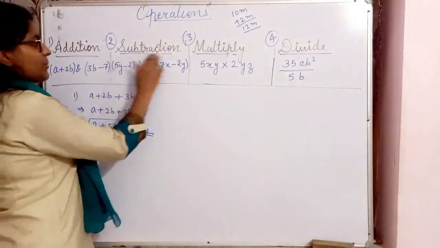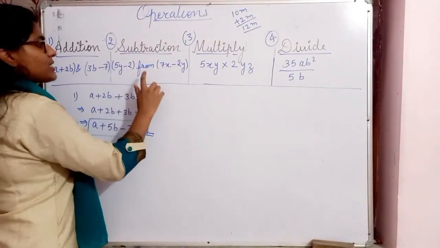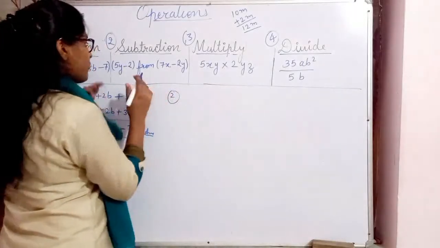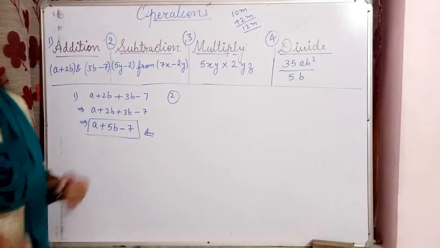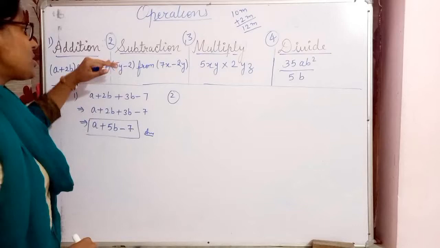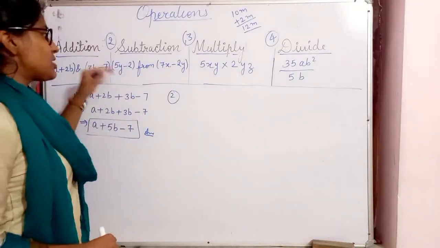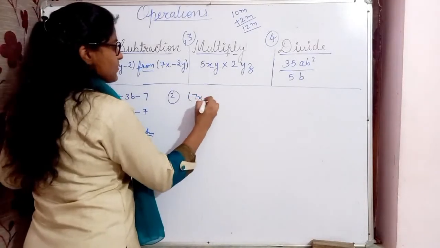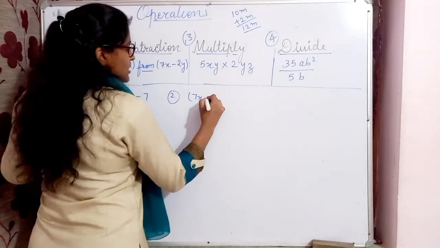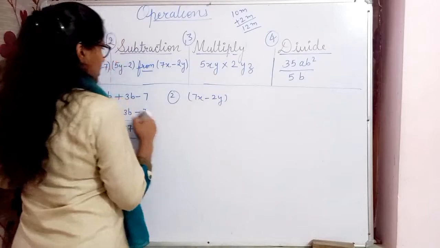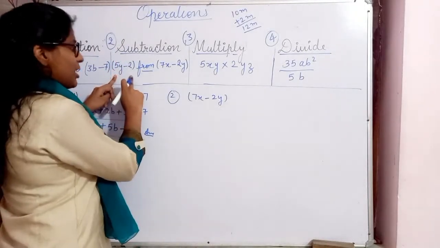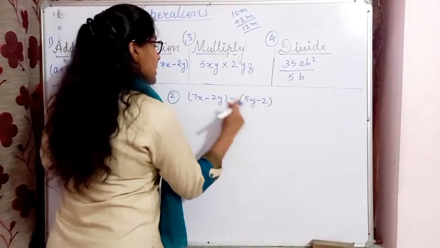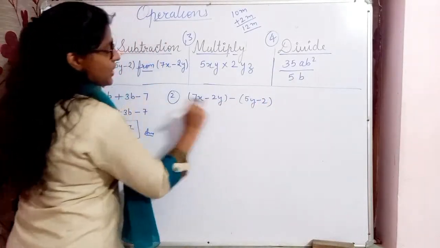Now next question is subtraction. 5y minus 2 is subtracted from 7x minus 2y. How do you subtract? Firstly, focus on the language. Always in the subtraction question, two kinds of language is coming. One is this and one is this from this. When from is coming, always we are writing second bracket firstly. Yes, because from this we need to subtract. 7x minus 2y.